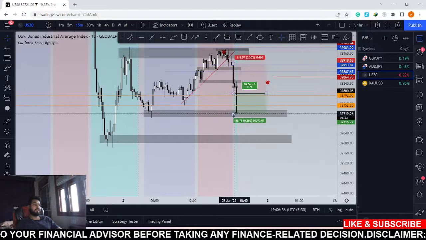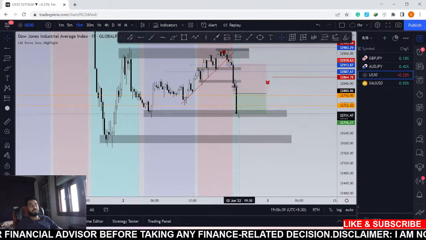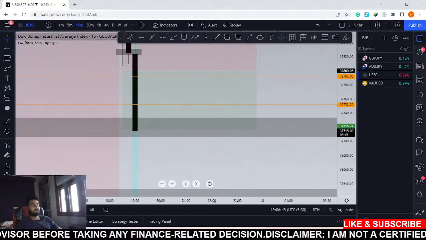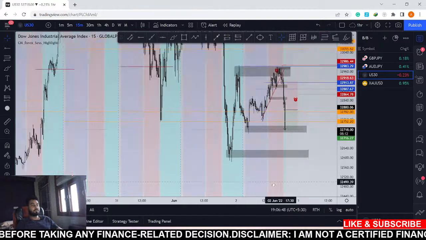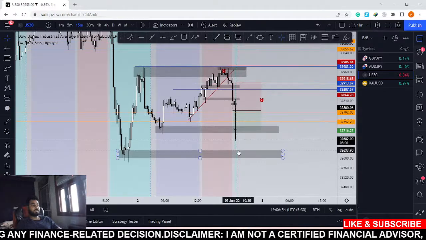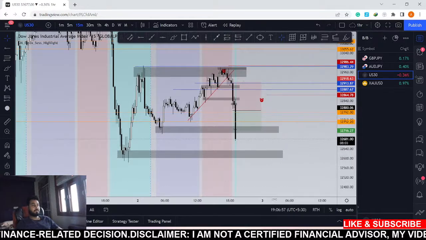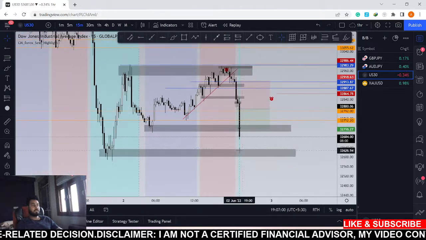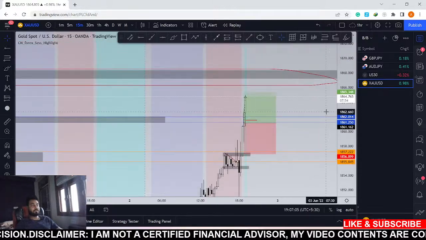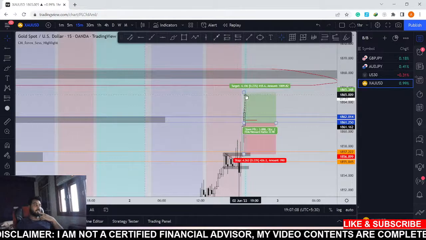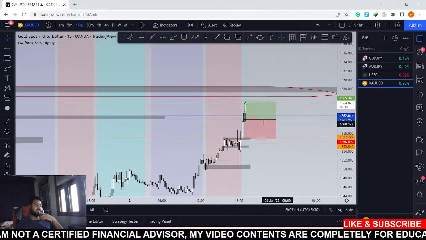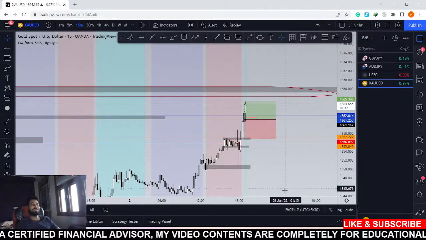It has just given the take profit. You can see it has just given the take profit. And see, it has the potential to come all the way down at this area. And gold, I think, has also given the take profit, just 1 or 2 pips.